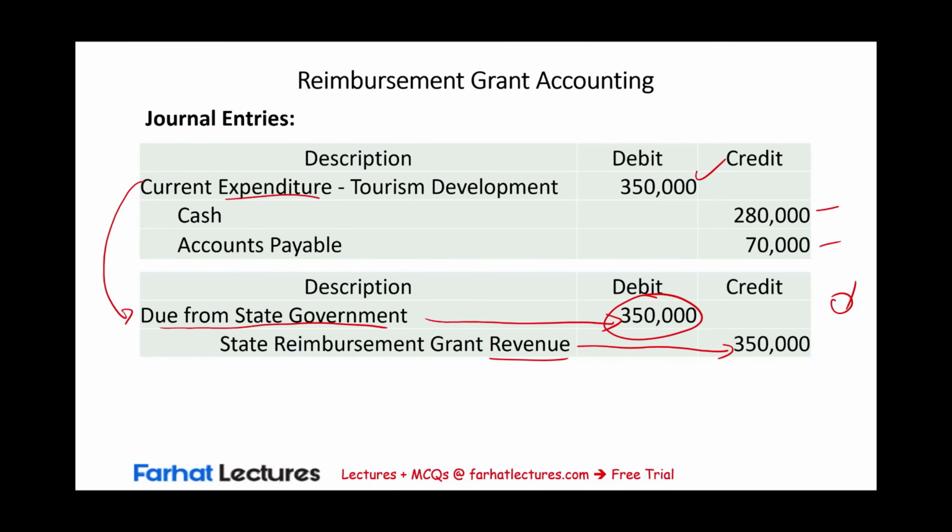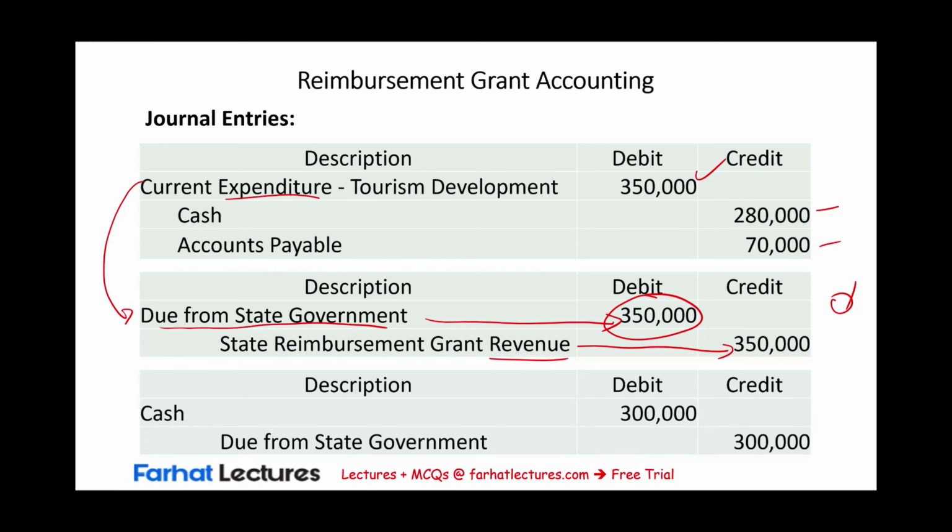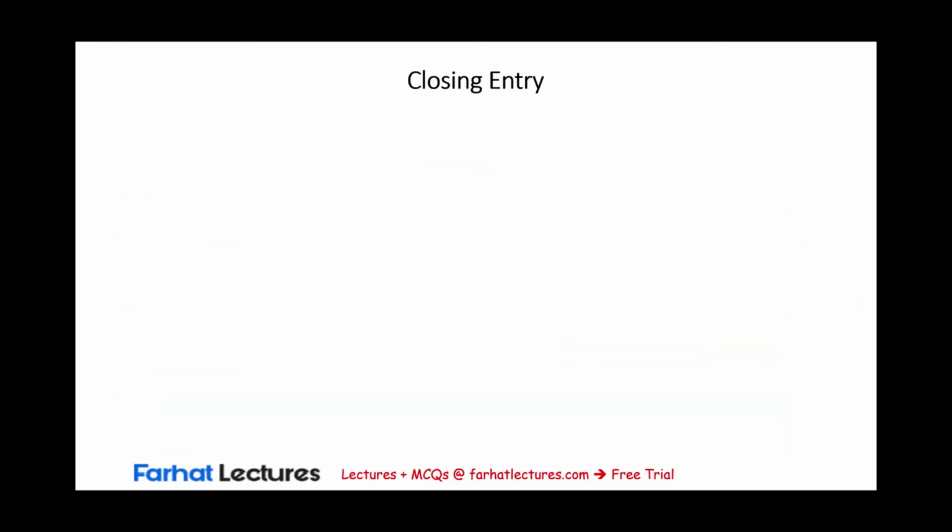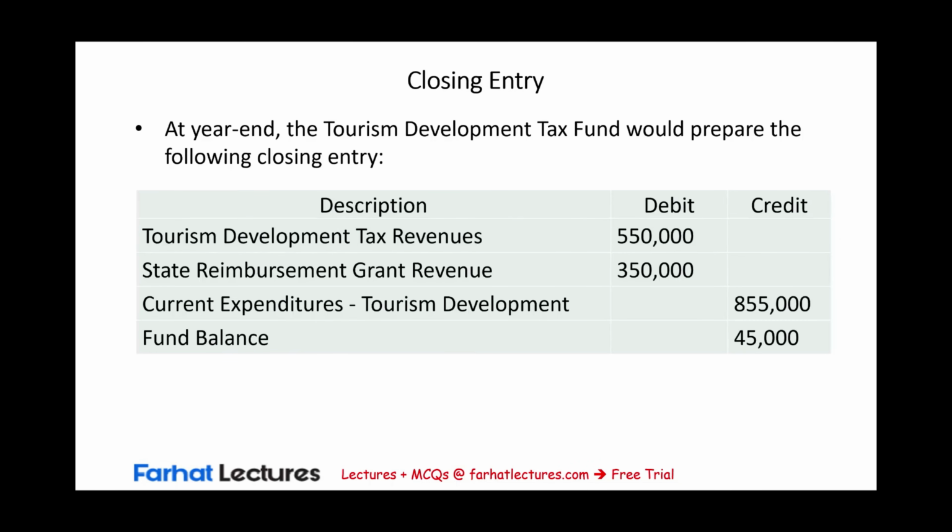But now we have a receivable from the government and the government only paid $300,000. We debit cash and credit this due to $300. It means we still have $50 due from the government. Now let's work the closing entries. I prepared you for this. Let's work the closing entries.